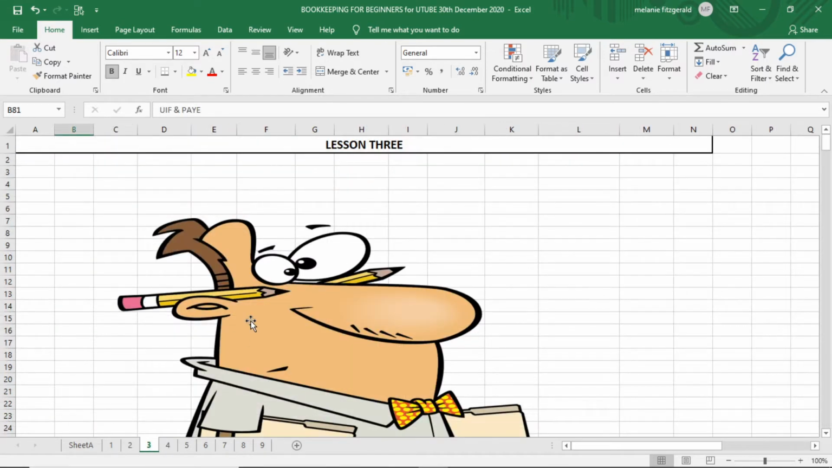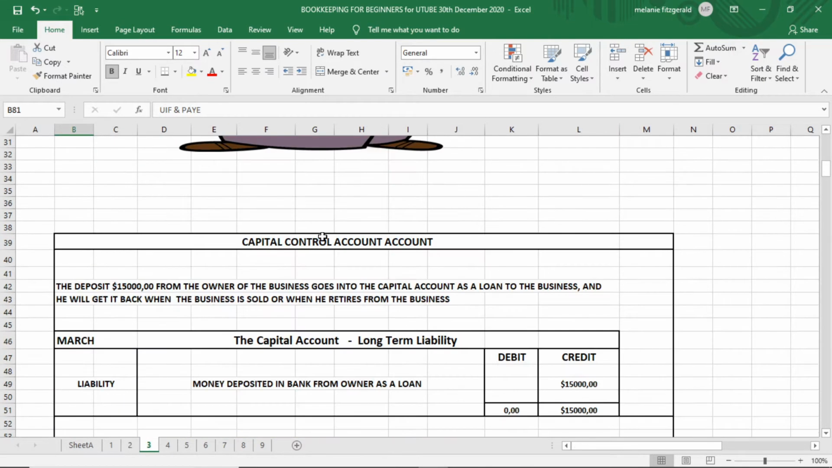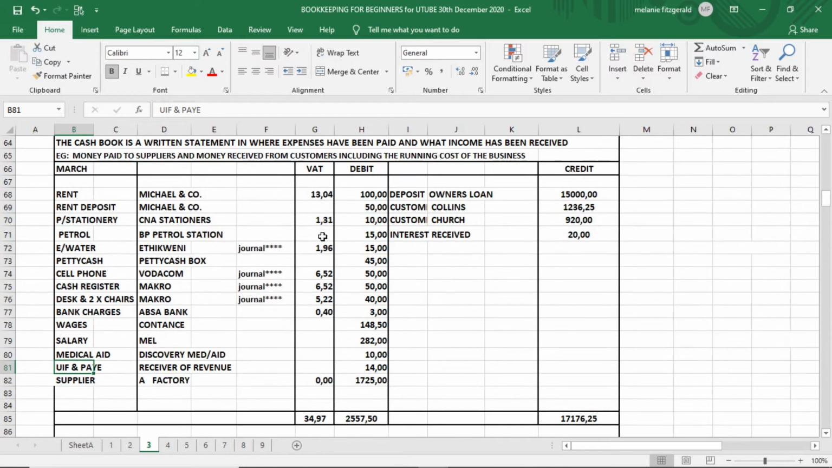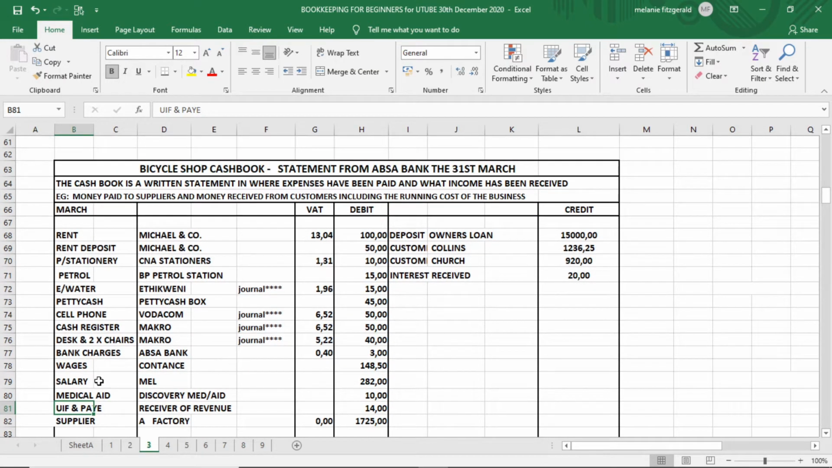Now remember in lesson 3, we did the cash book. And we had the wages for Constance was $148.50. We did Mel's salary, which was $282. We did the medical aid, $10, and we did the UIF and the PAYE. So pay as you earn. Sorry about that, I never pronounced that PAYE. Okay, pay as you earn. I'll just use that as the explanation.